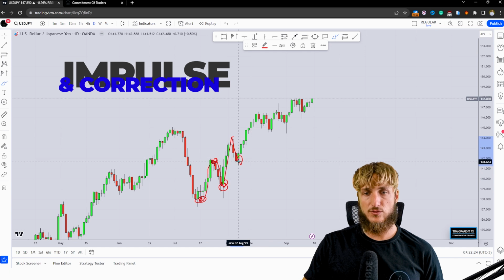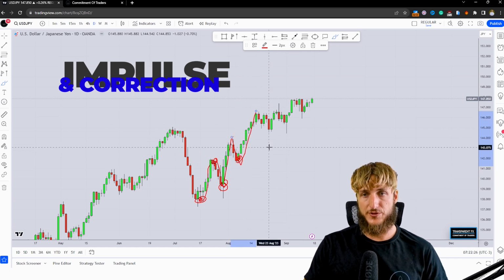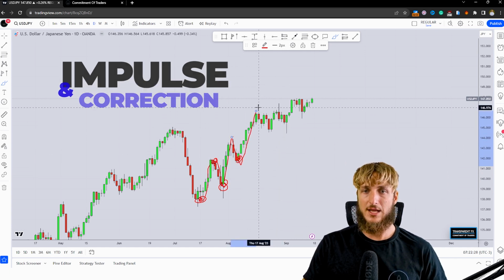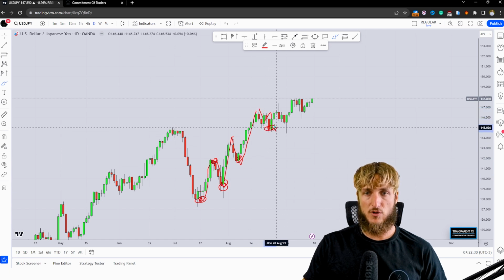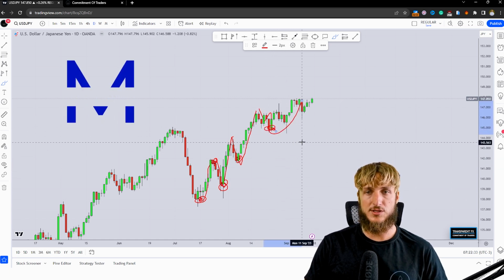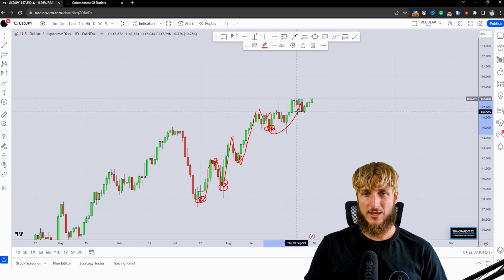Then we had this correction from here. I made another breakdown explaining all the reasons for which we could expect this move higher. Then we had the creation of this M pattern. From here, I made another breakdown explaining all the reasons for which we could expect a potential move to the upside, which is what the market gave us.